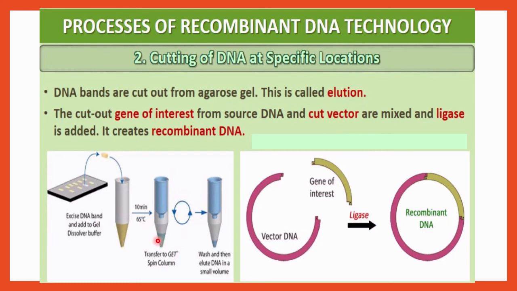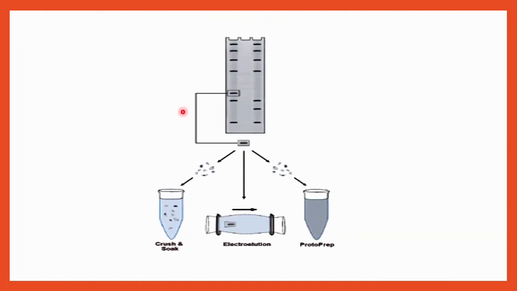Many other methods are also there. Wash it and you will get the pure form of the DNA. In this slide, you can see after gel electrophoresis and the staining process with ethidium bromide, suppose these are all the bands you are getting.